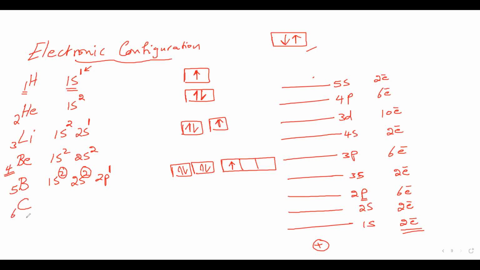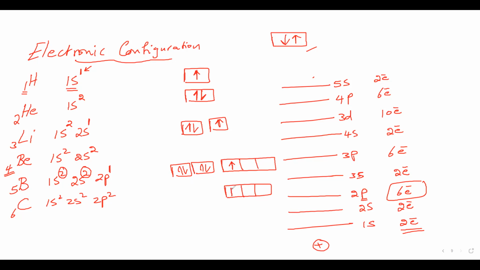The carbon has 6 electrons. So we say 1s2, 2s2, and then 2p2. As long as we have a p subshell, it can be filled by 6 electrons. Now we just filled it by 2 electrons in carbon. If I draw this p orbital, I draw it like that.